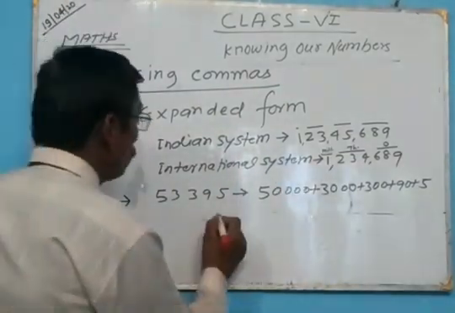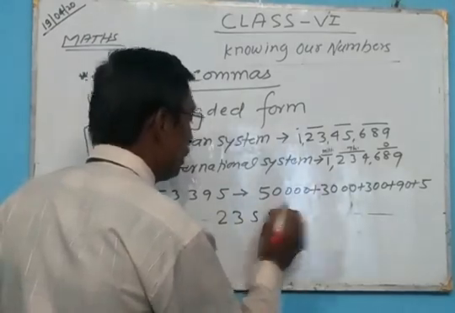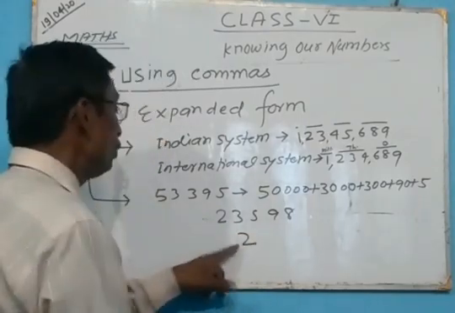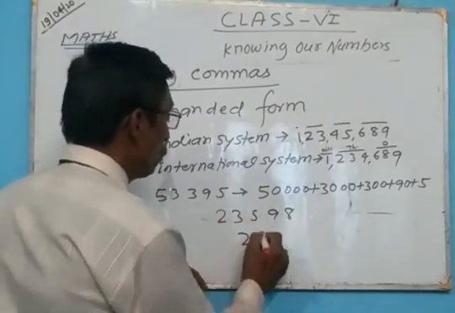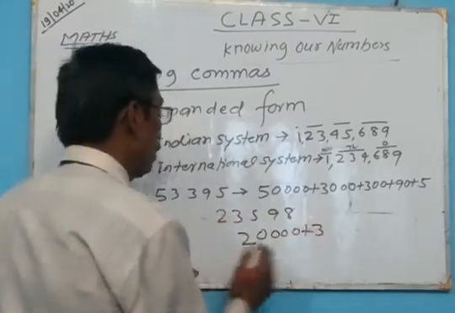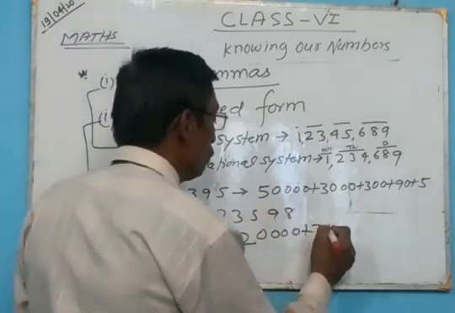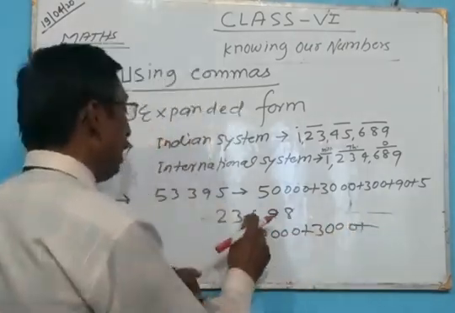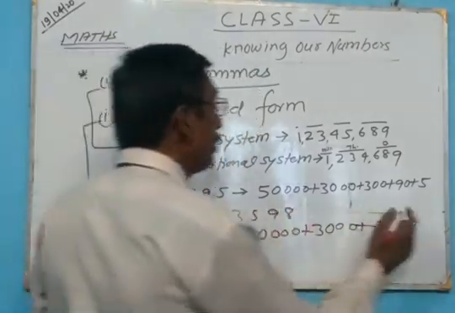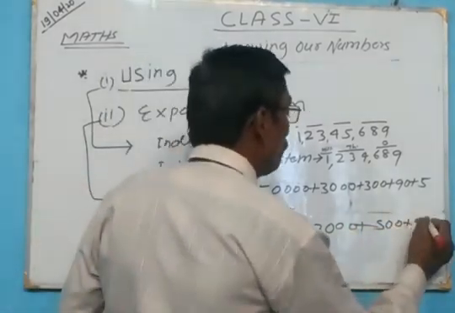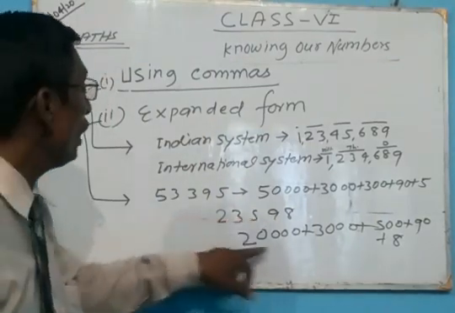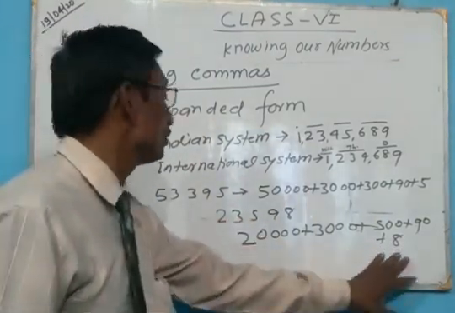Come on to the other example, 2, 3, 5, 9, 8. How can we represent this number? 8. After 2, there are 1, 2, 3, 4 digits. So we write 20000 plus, after 3, 3 digits are present, so we write 3000, and after 5, 2 digits are present, so we write 500, and after 9, 1 digit is present, so we write 90, and lastly 8. So we expand the number like this. That's it.